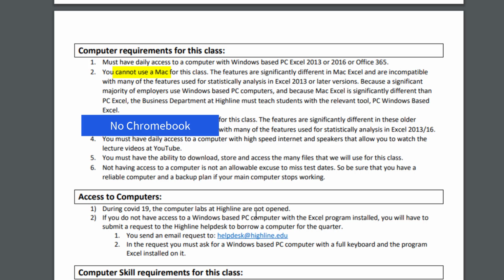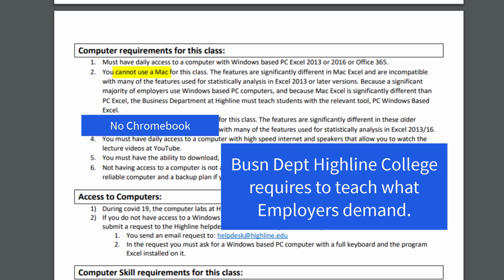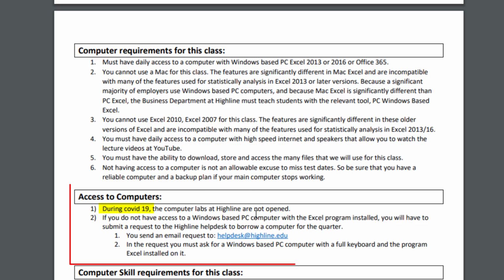You can't use a Mac or a Chromebook for this class. In the business department at Highline College, we cannot teach you on a Chromebook or Mac because they are different than a Windows-based computer. And since employers demand employee skills on a Windows-based computer using Excel, that's what we're going to teach. Now, during COVID-19 access to computers, we can't use Building 30.